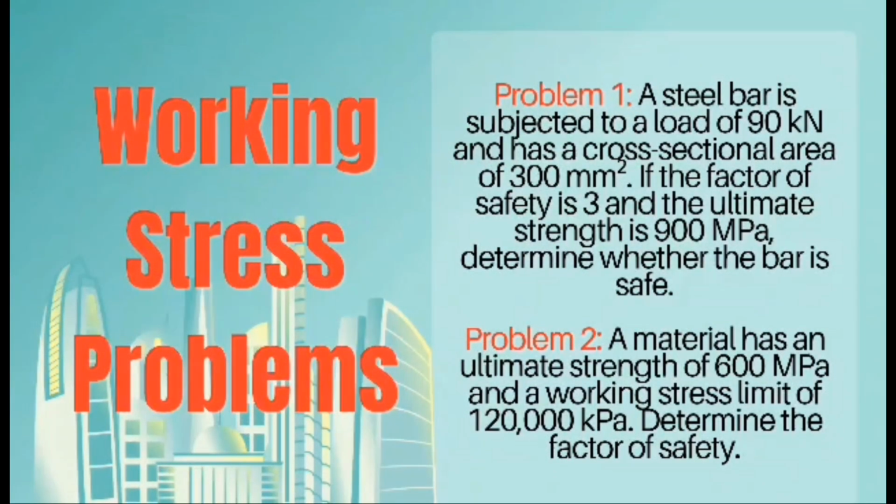So here, we have two sample problems of working stress. Problem number 1. A steel bar is subjected to a load of 90 kN and has a cross-sectional area of 300 mm squared. If the factor of safety is 3 and the ultimate strength is 900 megapascal, determine whether the bar is safe. Problem number 2. A material has an ultimate strength of 600 megapascal and a working stress limit of 120,000 kilopascal. Determine the factor of safety.